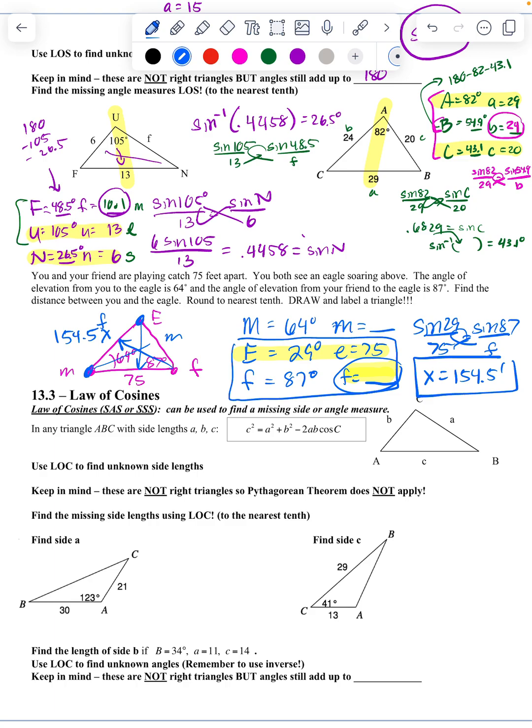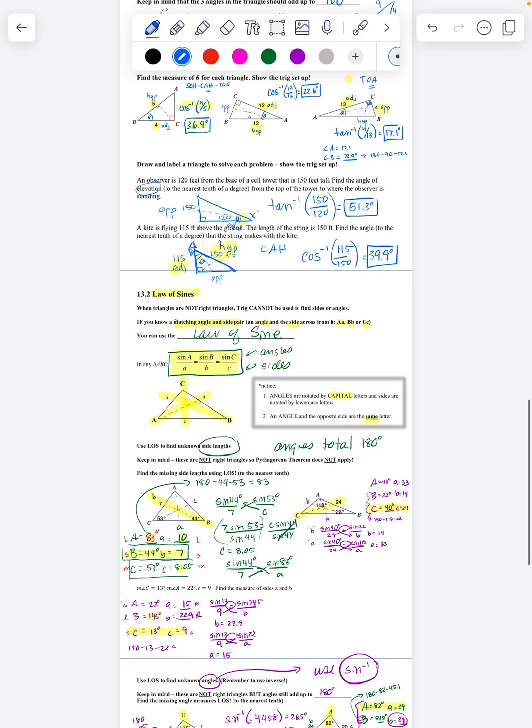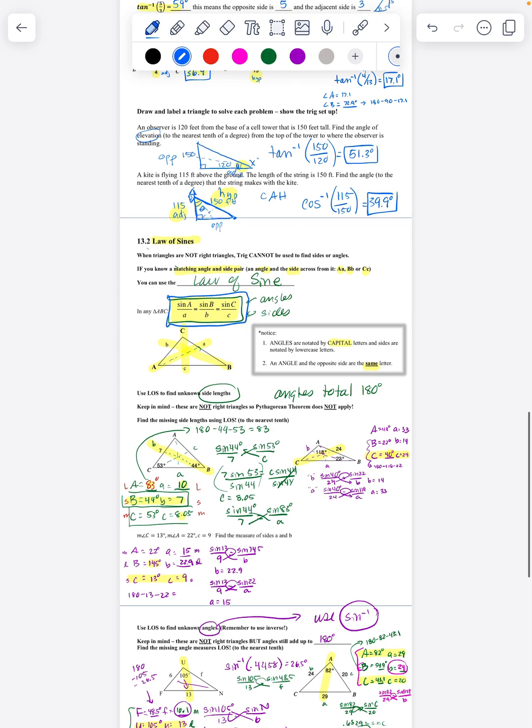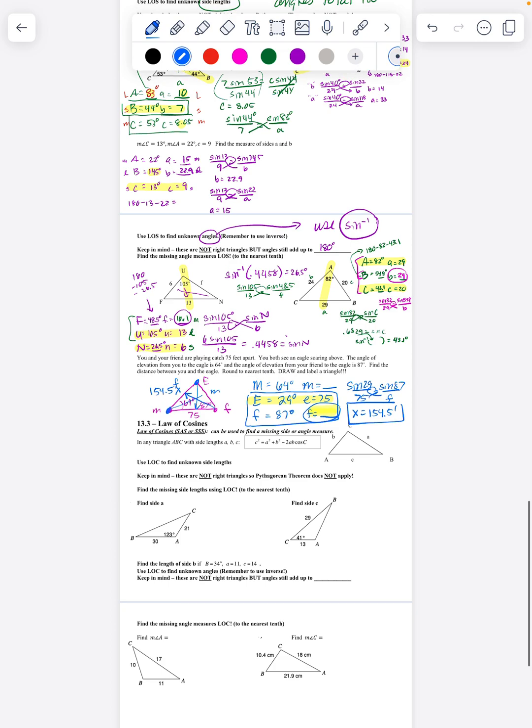Okay, so there's just really this one formula that you're going to use. It's just a matter of knowing how to do sides and then how to set it up to use angles, because you got to do that sine inverse.